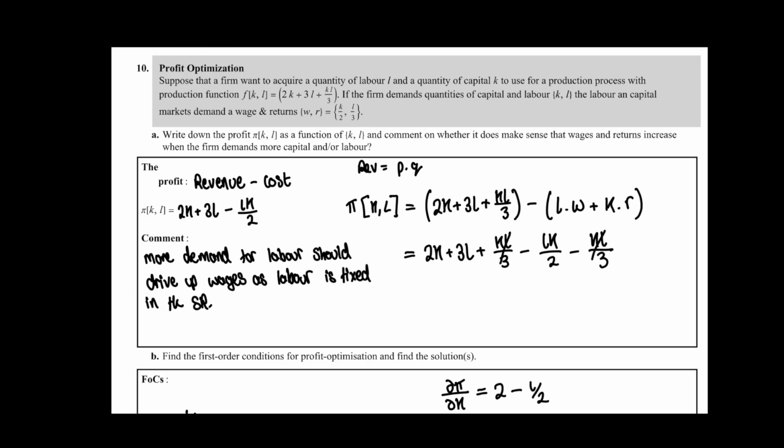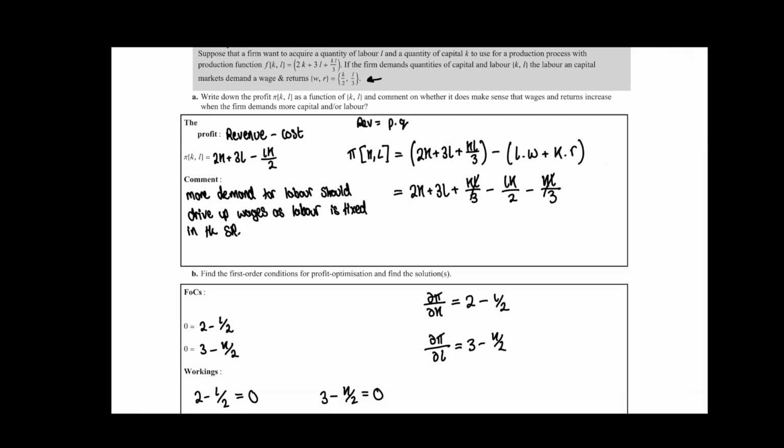I do believe that there's been a mistake here, and that wages should be a function of labor, and return should be a function of capital. So I am going to redo this question, but this time I'll be substituting in this. So wage is a function of L over 3 and returns is a function of K over 2.